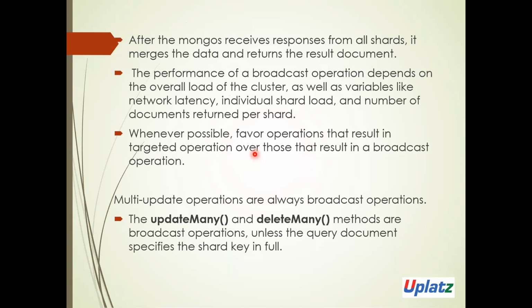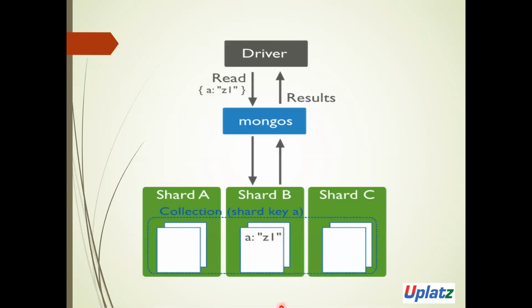So how can we do a multi-update operation in a sharded cluster? We can use the updateMany and deleteMany methods. It specifies the shard key in full. While connecting it will return, but while returning a result, it will merge. So it is always based on the variables and the sharded collection values.